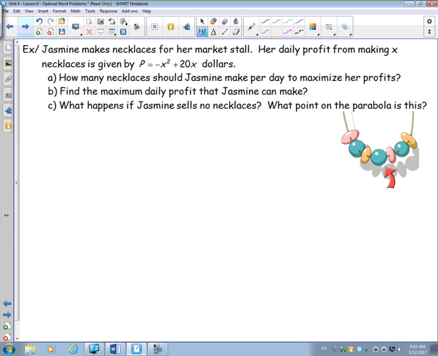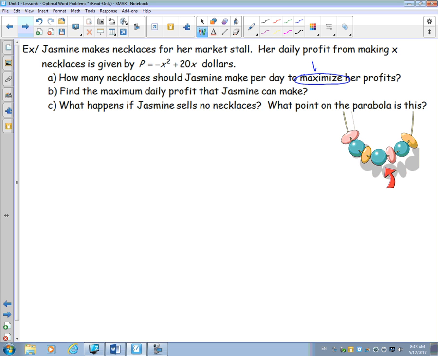And all we got left here is examples. Okay, we're going to go through some basic types. I'll try one. I would suggest you pause the video and you try the second one yourself each time. So we have Jasmine. She makes necklaces for her market stall. Her daily profit from making x necklaces is given by P equals. How many necklaces should Jasmine make per day to maximize her profits?